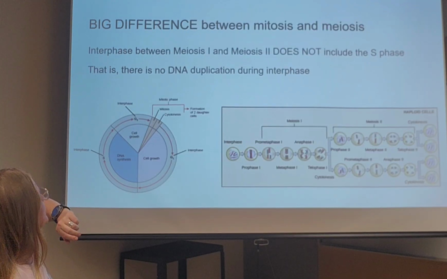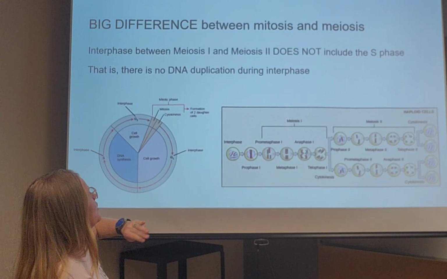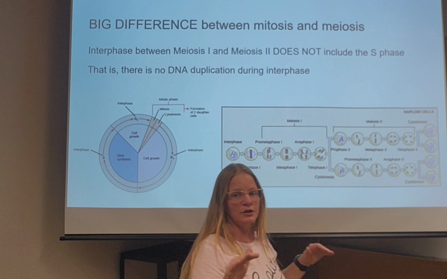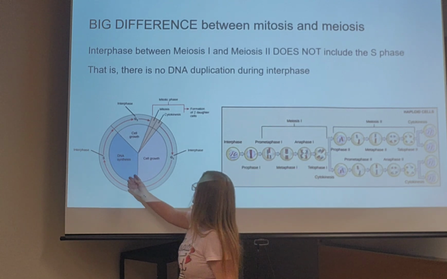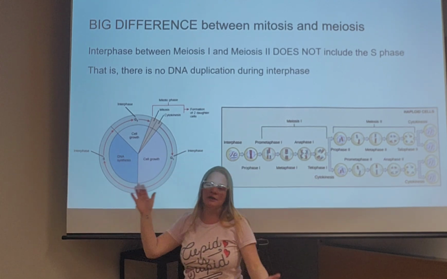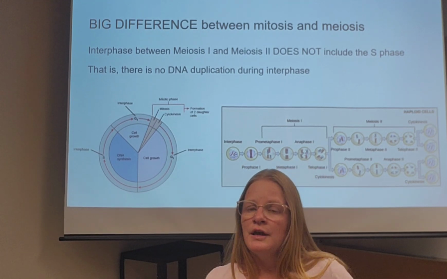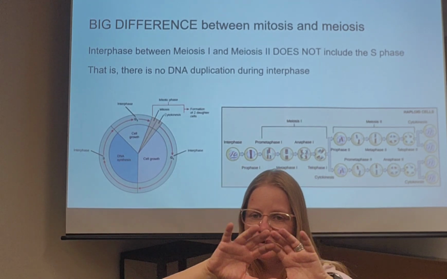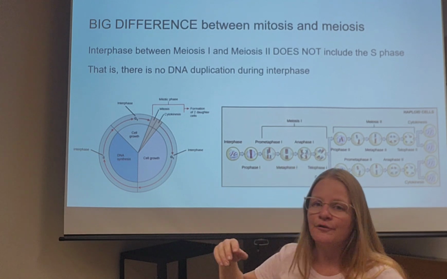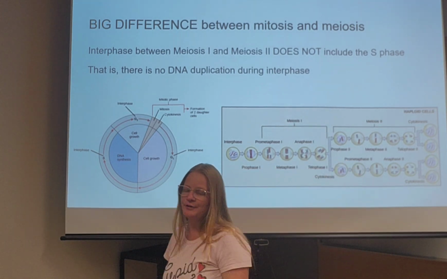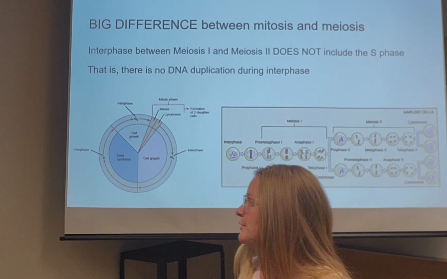We see interphase between meiosis 1 and meiosis 2. And that does not include the S phase. So this phase where we're synthesizing the DNA, that gets shut down, right? The whole goal of meiosis is to take our genetic material and split it in half. If we duplicate it halfway through, then we're defeating the purpose of the whole thing in the first place.